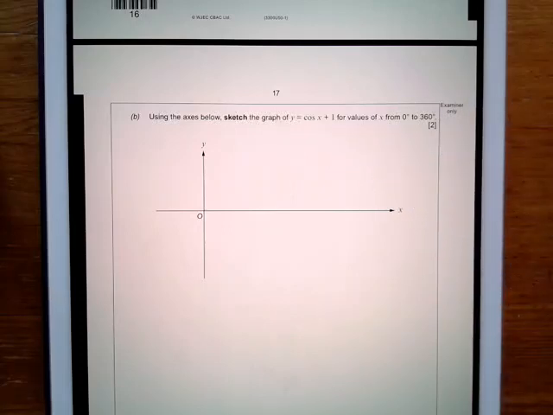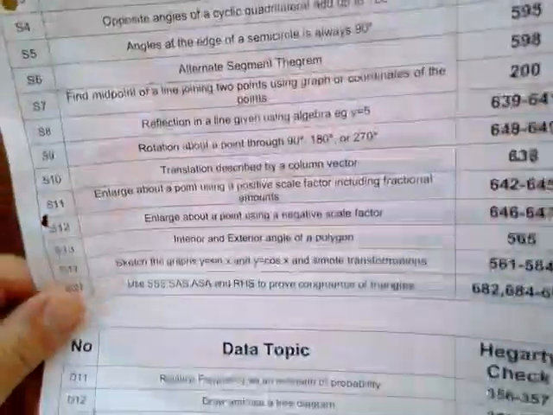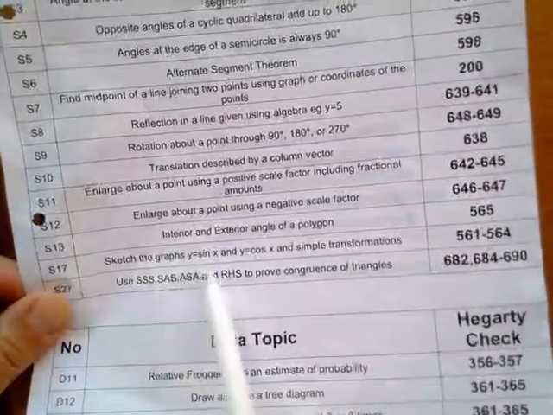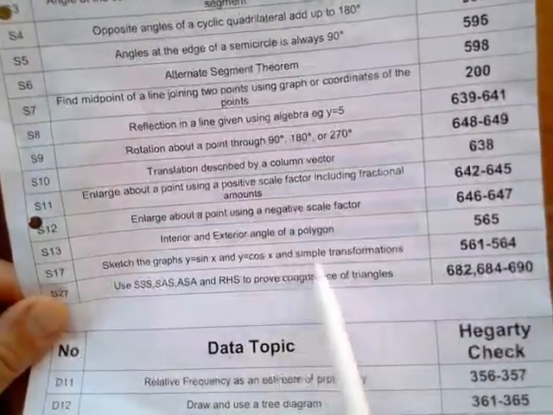Sketching again, this will be on here somewhere. It will be under shape. Here we are: sketch the graphs of y equals sin x and y equals cos x and simple transformations. So again, you can look at those videos.